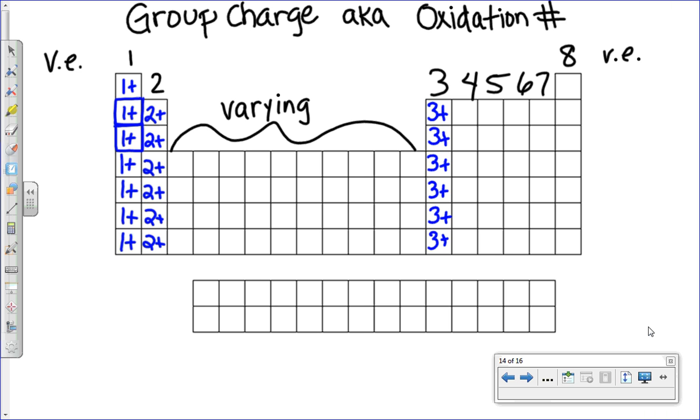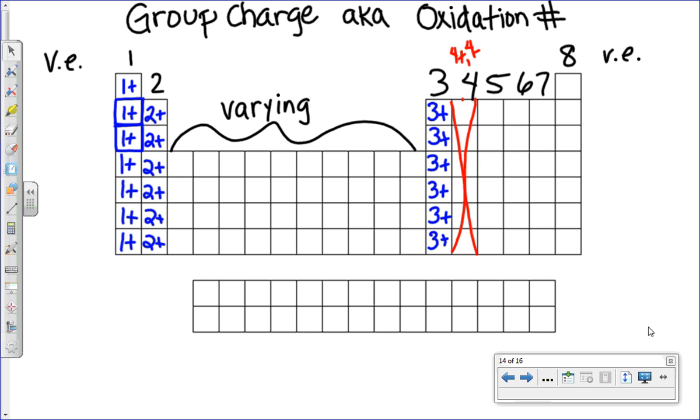The elements in group 14 can either be 4 positive or 4 negative. They can be either or. But typically these form covalent bonds, which are sharing. They're not actually exchanging electrons, so we don't really consider them when we're looking at ionic bonding or the actual exchange of electrons. So you can write either 4 positive or 4 negative, but for the most part, you wouldn't write 0, because that's not true. You can just maybe write an X or something like that if you ever came across a question like that.